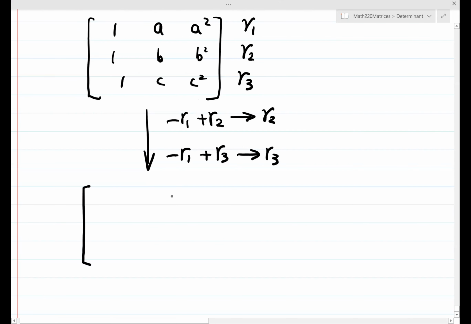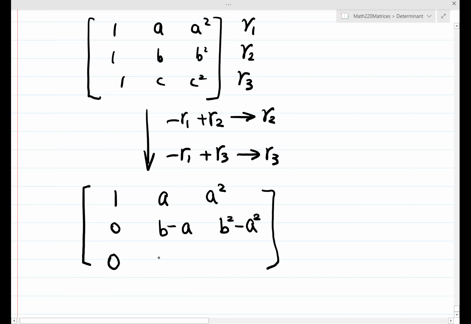Using these row operations, what we get is: the first row is kept fixed, 1, a, a squared. Now the second row is 0, b minus a, b squared minus a squared. And for the third row, negative row 1 plus row 3, we get 0, c minus a, c squared minus a squared. So these are the new row 1, new row 2, new row 3.